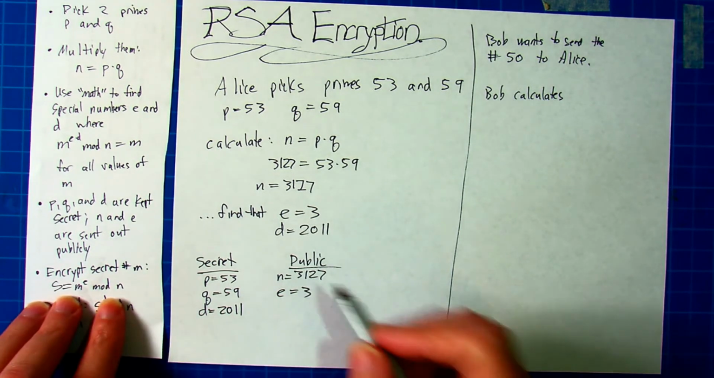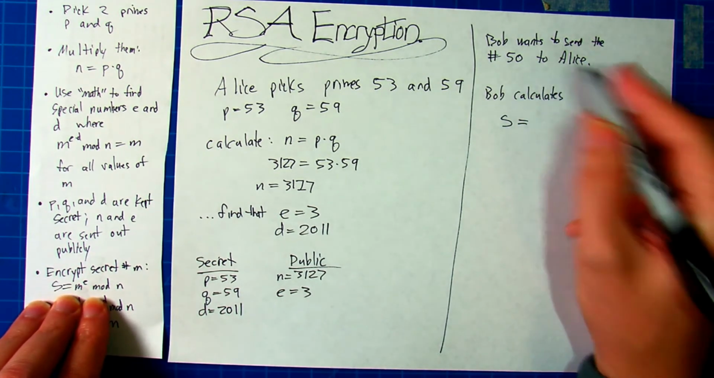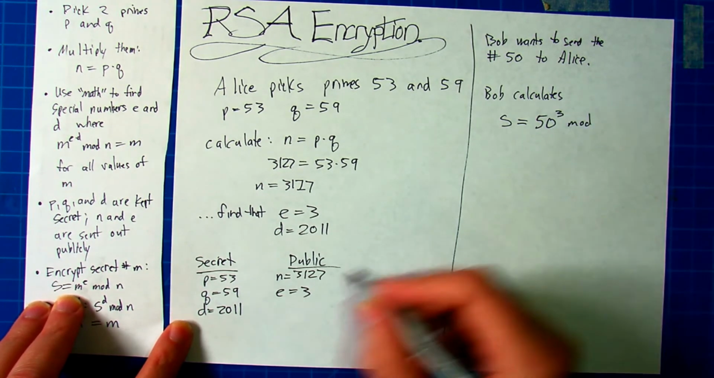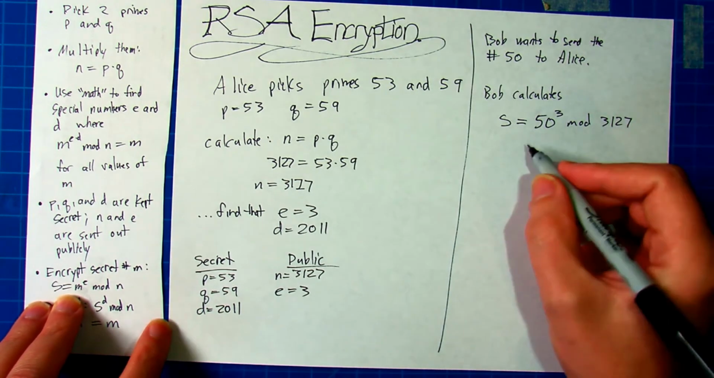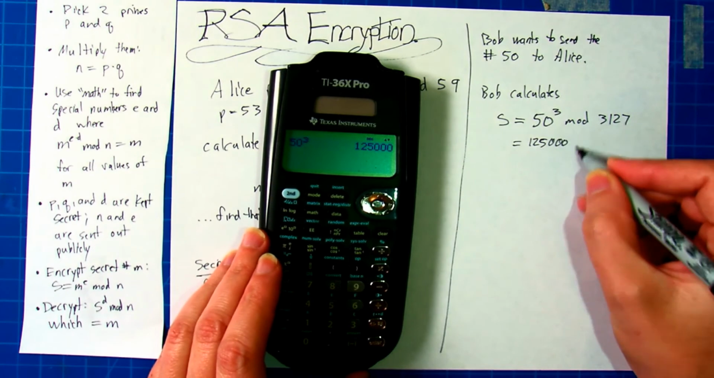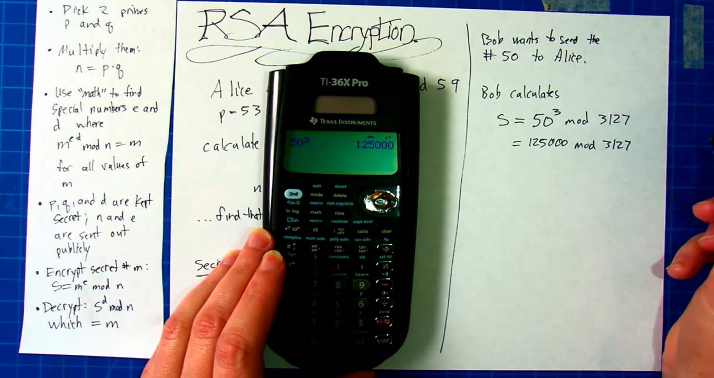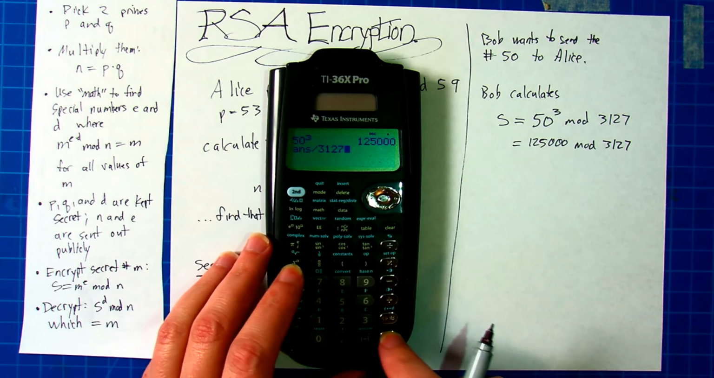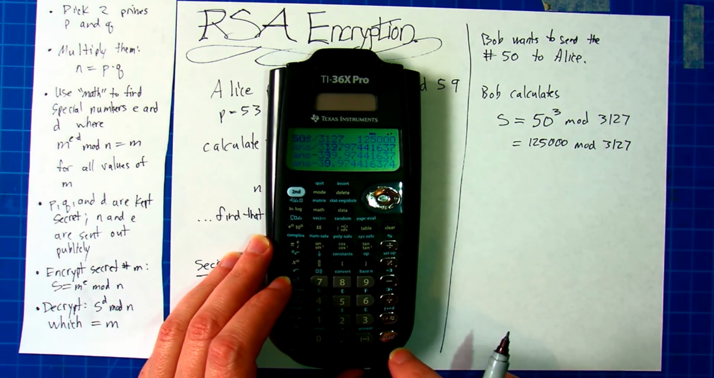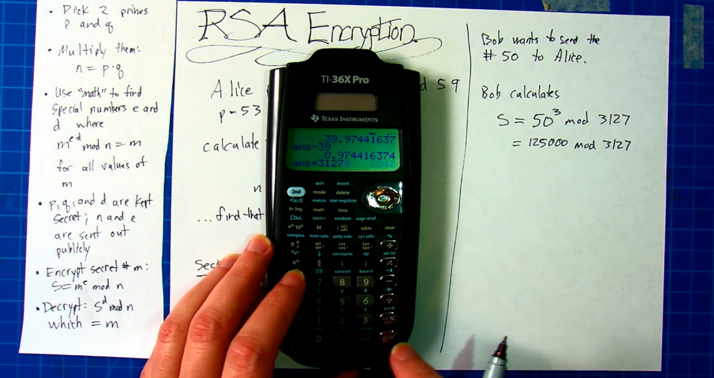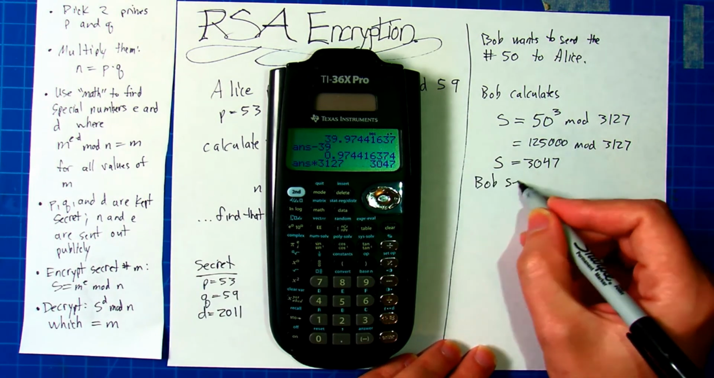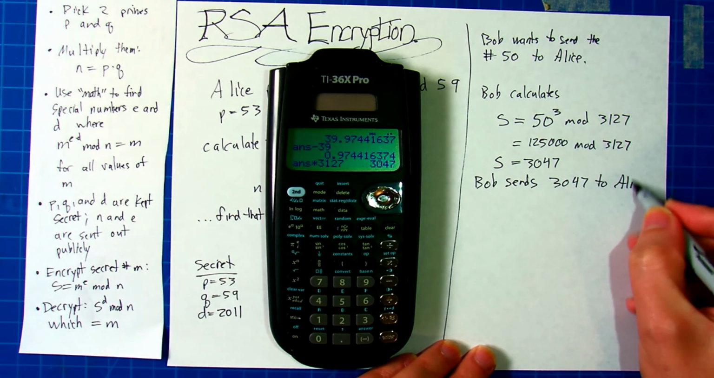So Bob comes over here and encrypts S equals M, the secret number 50, to the power of E, the power of 3, mod N, which was 3,127. So 50 cubed is 125,000, and we compute that mod 3,127. So divide by 3127, 39 and change, so subtract the whole number part, and then multiply back by 3127, and we get 3047. So this equals 3,047.